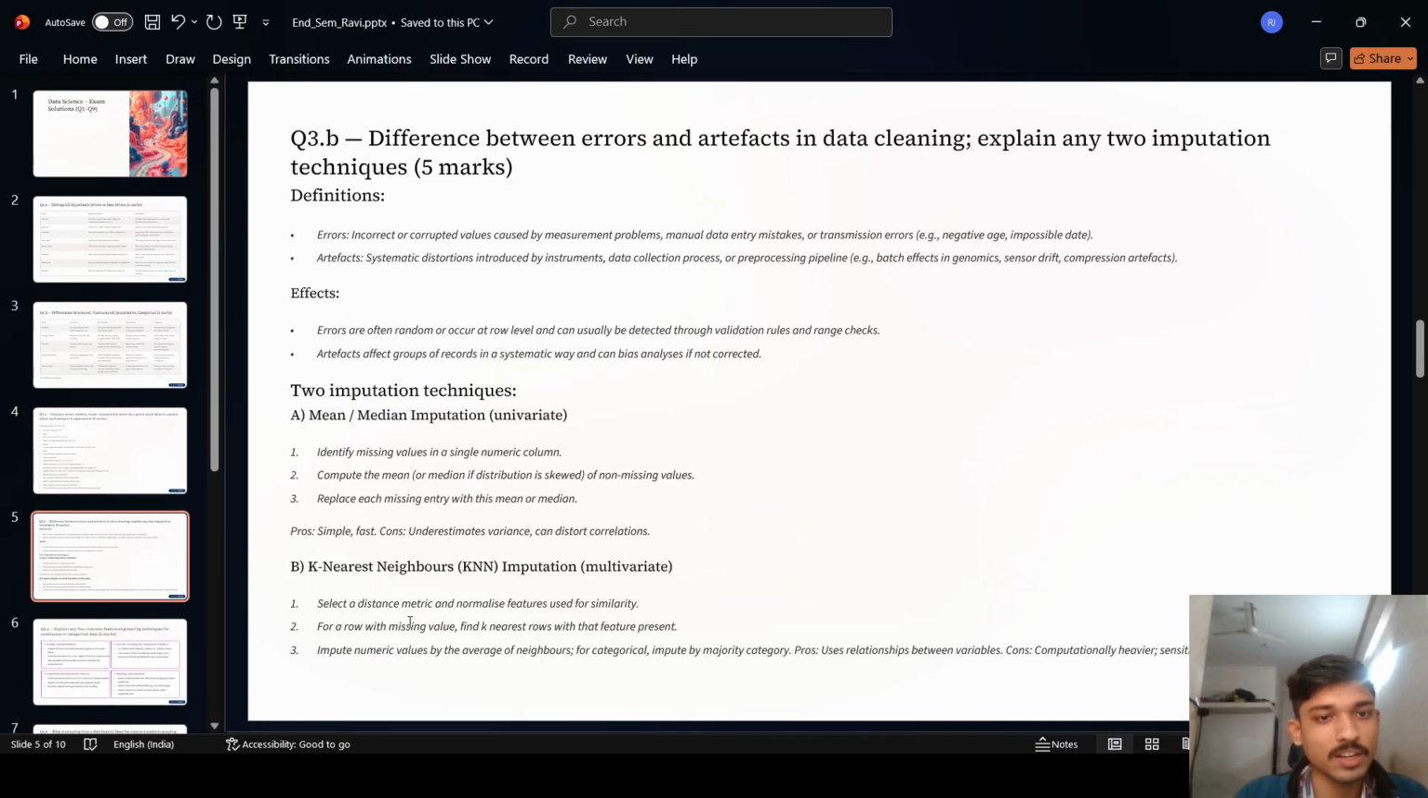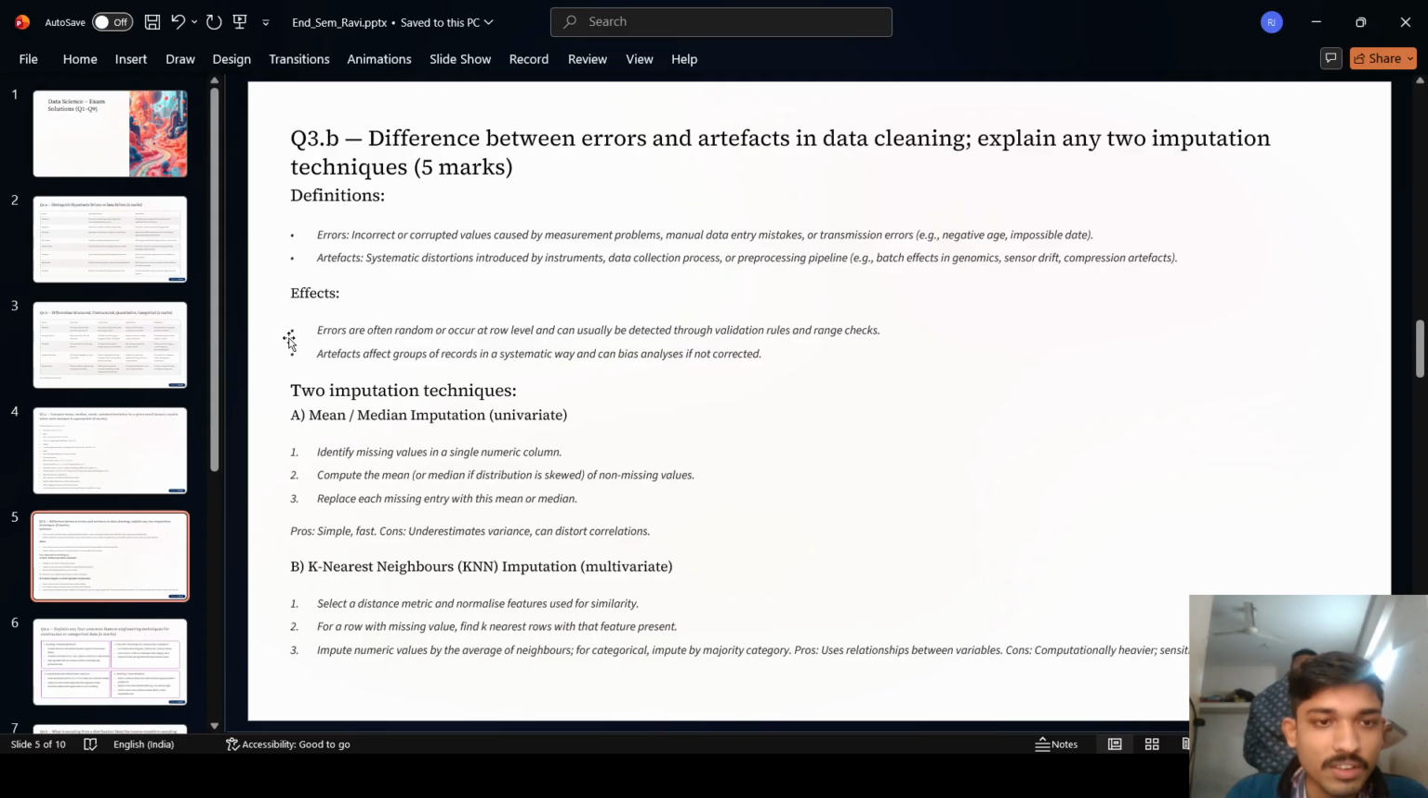So the next question is the third question, B part. Difference between error and artifacts in data cleaning. Explain the data imputation techniques. So what is the definition of error? Errors are incorrect or corrupted values caused by measurement problems, manual data entry mistakes, or transmission errors. Example: negative age, impossible date. And artifacts are also errors, but they are recoverable. Artifacts are systematic distortions introduced by instruments, data collection process, or pre-processing pipelines. Example: batch effects in genomics, sensor drift, compression artifacts.